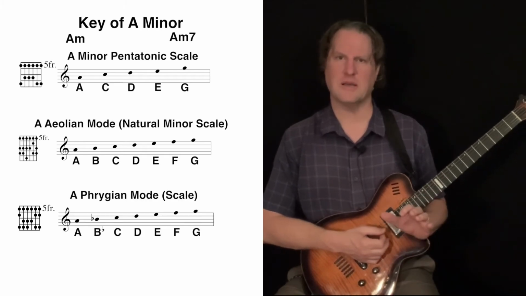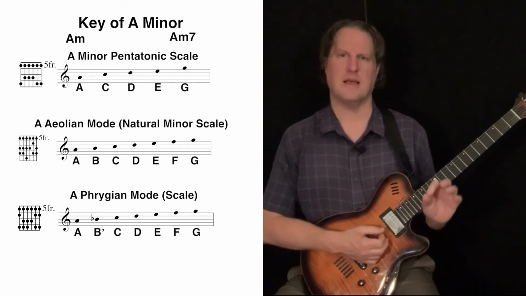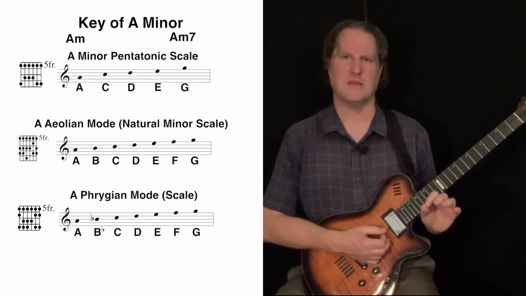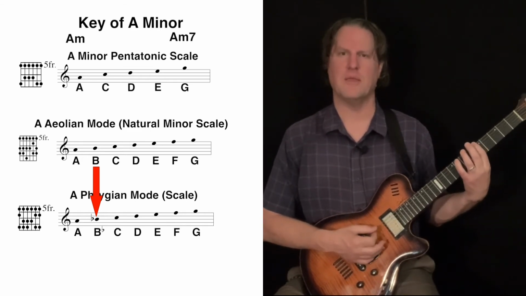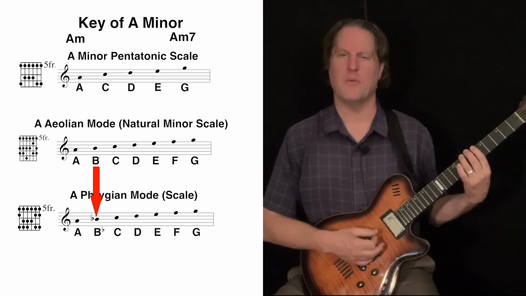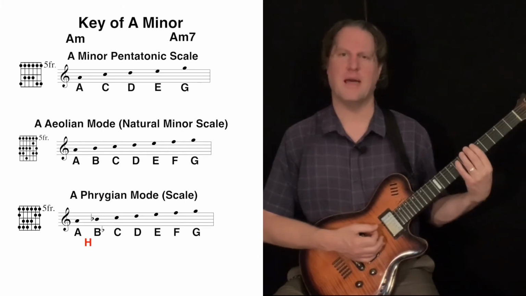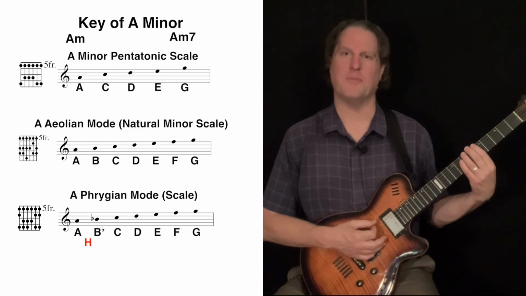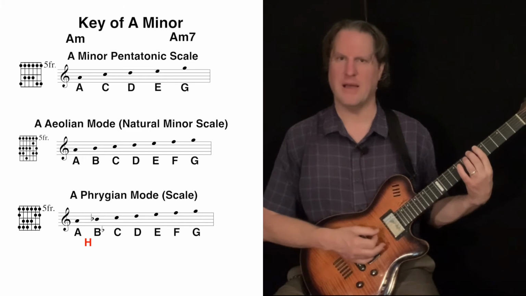The next minor scale that we're going to check out is the Phrygian scale. The Phrygian scale has exactly the same notes as the natural minor scale, but it lowers the second degree of the scale. So let's check that out. If I start here on A, the second note of the natural minor scale would be B. We're going to lower that note by a half step to B flat. Now that gives us a half step from the beginning note, which we call tonic, A, to B flat.